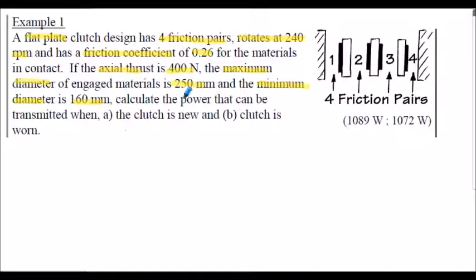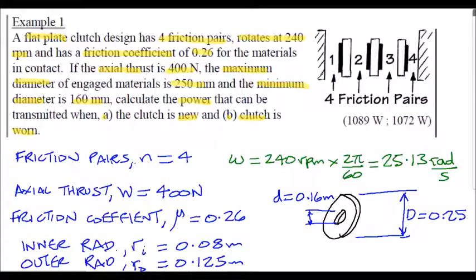They want us to simply work out the power that can be transmitted, if you like, in A, when the clutch is new, so that's an unworn clutch, and B, when the clutch is worn. So we're just really going to use the appropriate equations that have been derived to work out, first of all, the torque, and then the power. Let's get the information from the question first of all. That's the first thing to do here. Okay, I think that's all the information out of the question. So now we go straight for the equation.